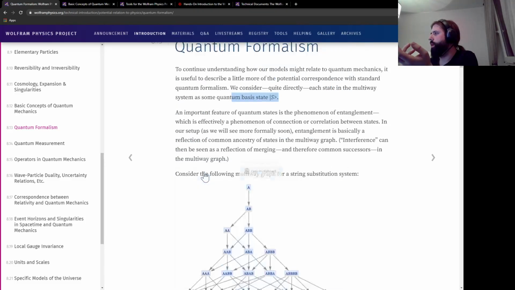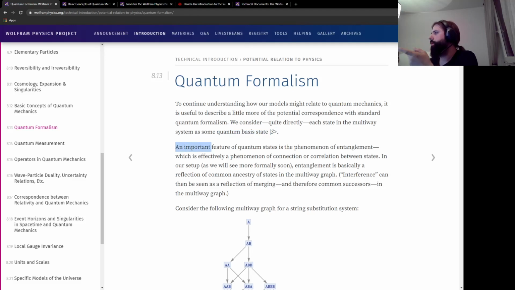But of course it can go on, right? An important feature of quantum states is the phenomenon of entanglement, which is effectively a phenomenon of connection or correlation between states. See, that is actually something that I saw a while back, and it confused me, right?